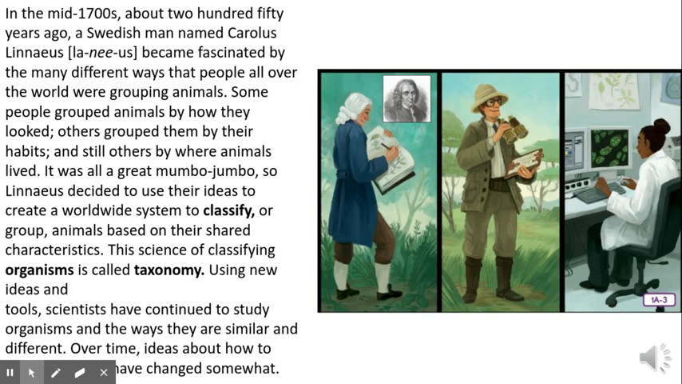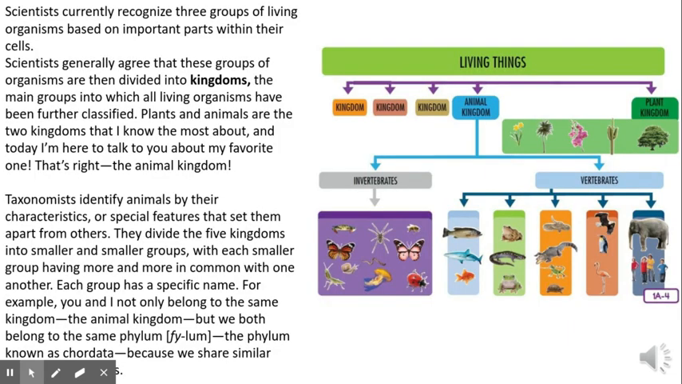Using new ideas and new tools, scientists have continued to study organisms and the ways they are similar and different. Over time, ideas about how to classify animals have changed somewhat. Let's look at this living things chart. Scientists currently recognize 3 groups of living organisms based on different parts within their cells. Cells are the tiny building blocks of organisms. We'll talk a lot about cells when we talk about the human body next unit.